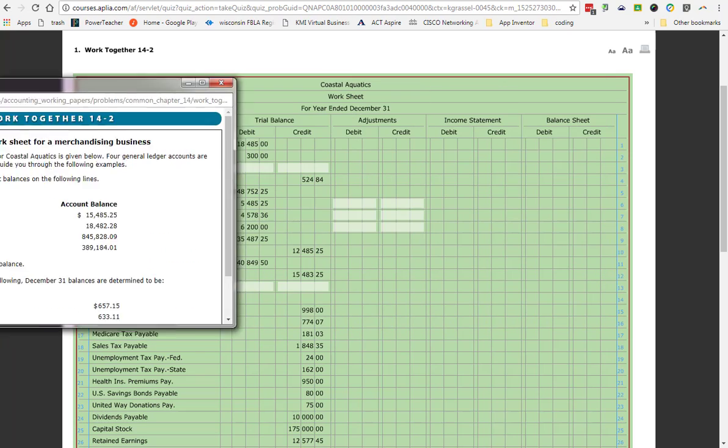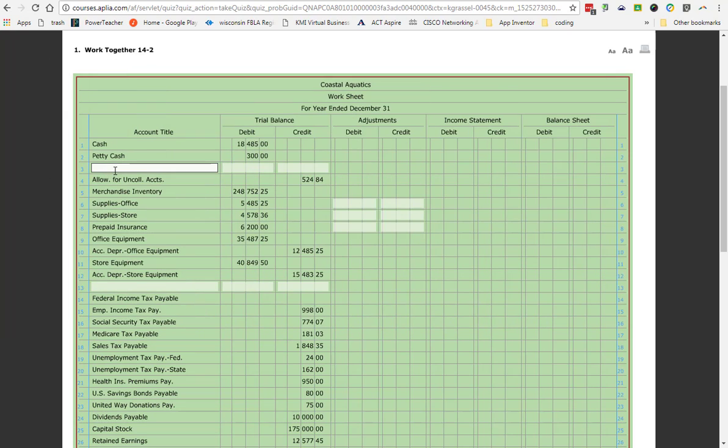So what you would do is you would go through and put in the account title. On line 3, it should say Accounts Receivable. You're going to put that value of $15,485.25 either as a debit or credit. I want you to do it, and then I will go back to you. Then you will go through and put in Accounts Payable.